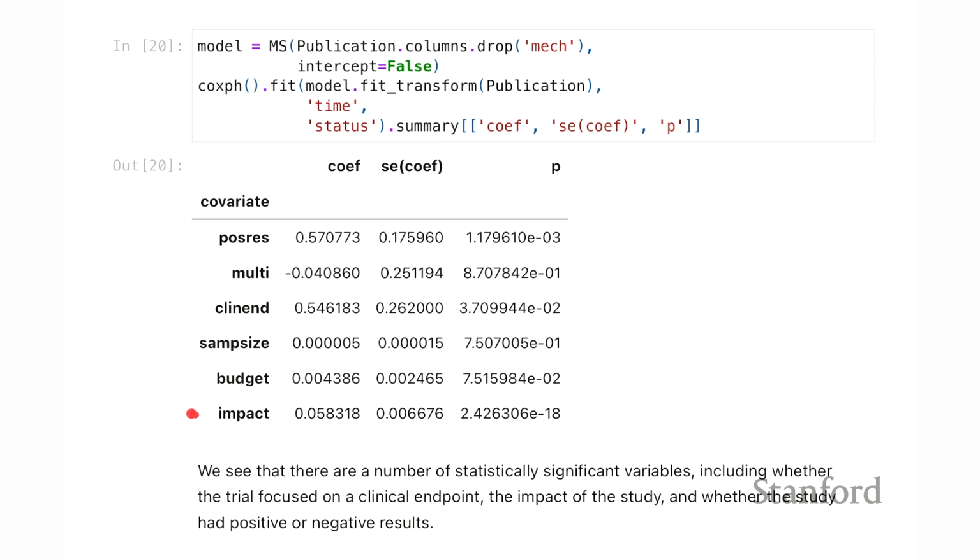Impact, so this is some measure of the, I guess this is post hoc. Once the paper is published, you can measure its impact. And studies that were published relatively quickly are associated with having high impact. That's what we can glean from this one. And similarly, now the effect for positive result is stronger. The p-value is smaller. So that's interesting.